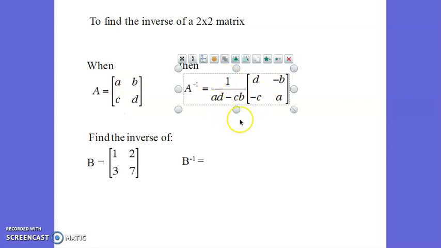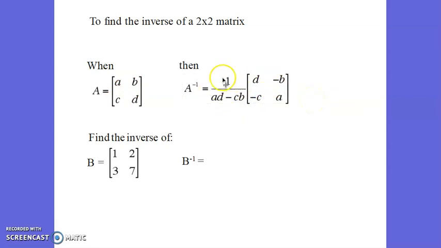And then in front of that matrix, as you notice, we've got a fraction, 1 over A times D minus C times B. So note the main diagonal multiplied, minus the other diagonal, that upward diagonal multiplied. We're going to get a fraction out in front. So let's try that once down below here.